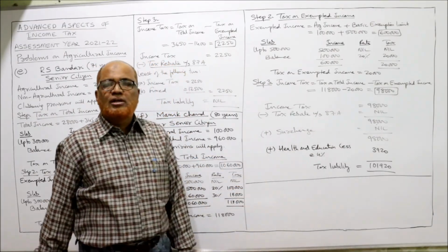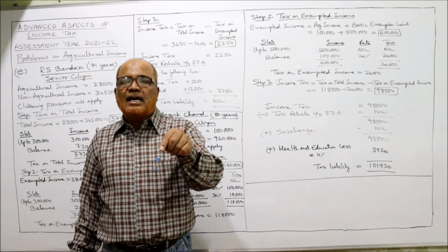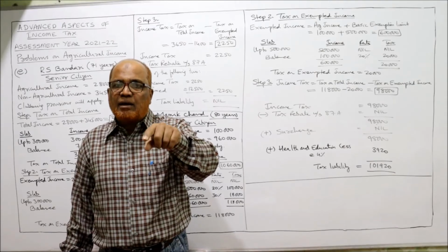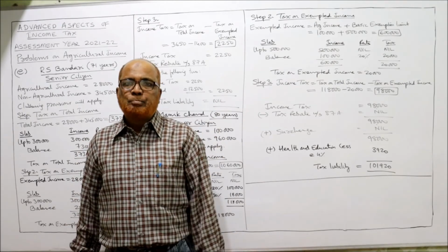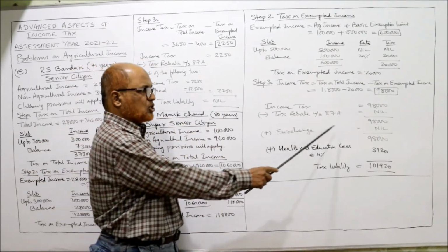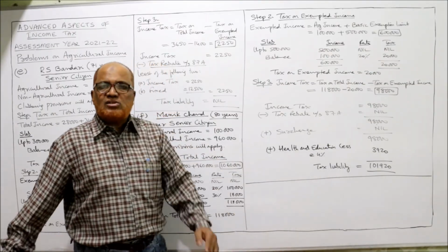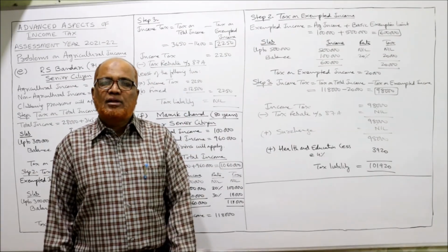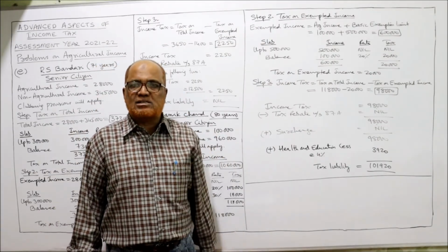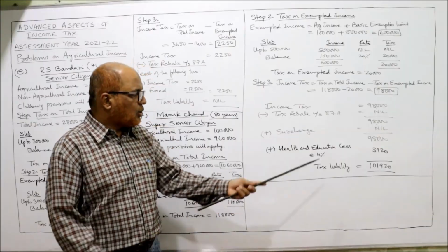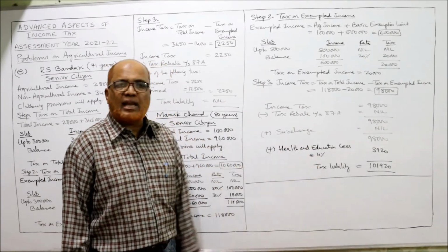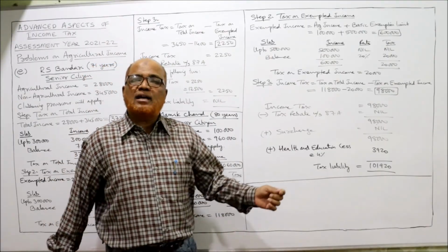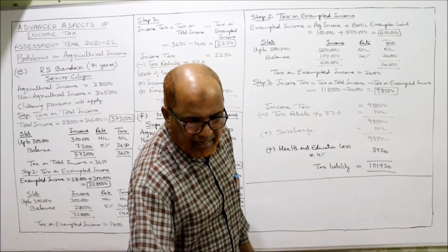Similarly, surcharge. Surcharge is not there because the income is below 50 lakh. Surcharge will be applied if the income is more than 50 lakh. Here it is below 50 lakh, no surcharge. Then 98,000. To this we add health and education cess compulsorily 4%. This is a mandatory tax. So 4% of 98,000, 3,920. Add up 3,920, 1,01,920. This is the tax liability.